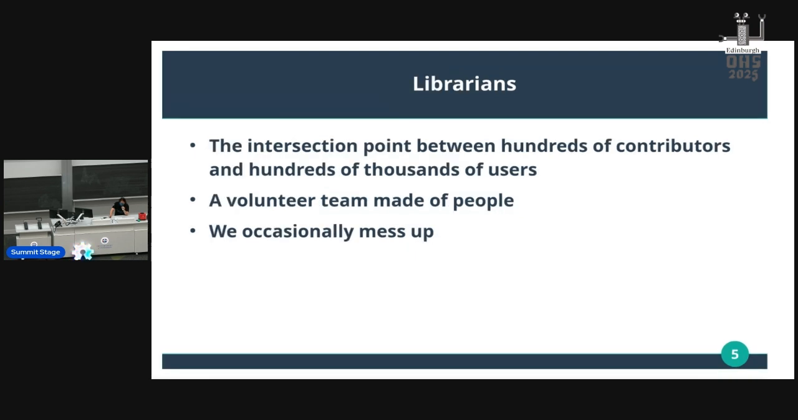So I'm part of a small group of volunteers that sits at the intersection between the hundreds of contributors and the hundreds of thousands of users of KiCad. We're the KiCad librarians. So we maintain the libraries in what would otherwise be our free time. We've messed up a number of things in the past, and each time we decided to not let that happen again and put measures in place to help us keep to that commitment. I'd like to tell you what that's like.